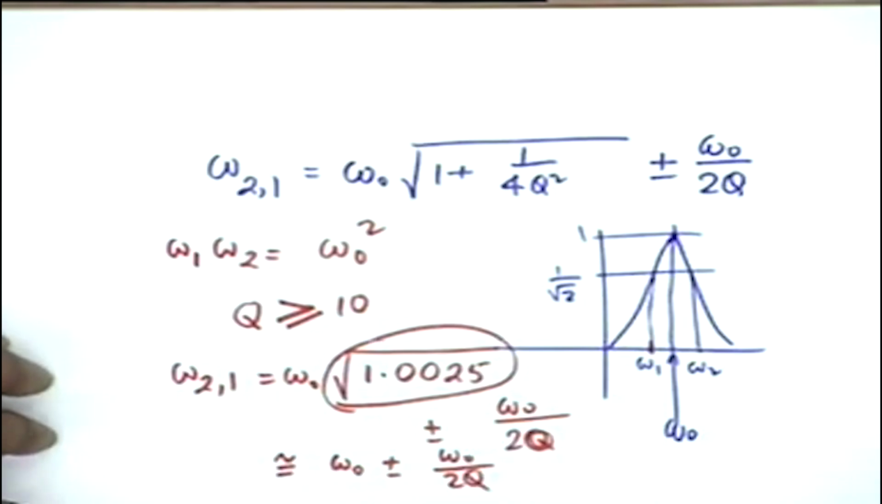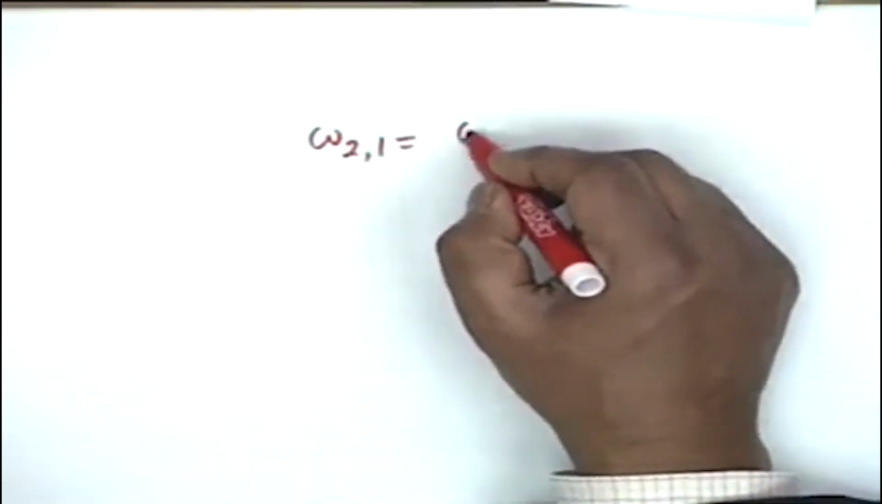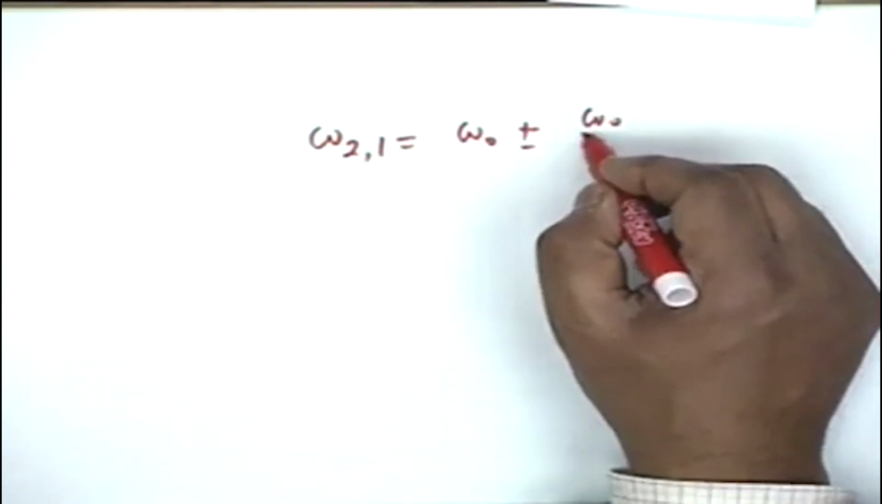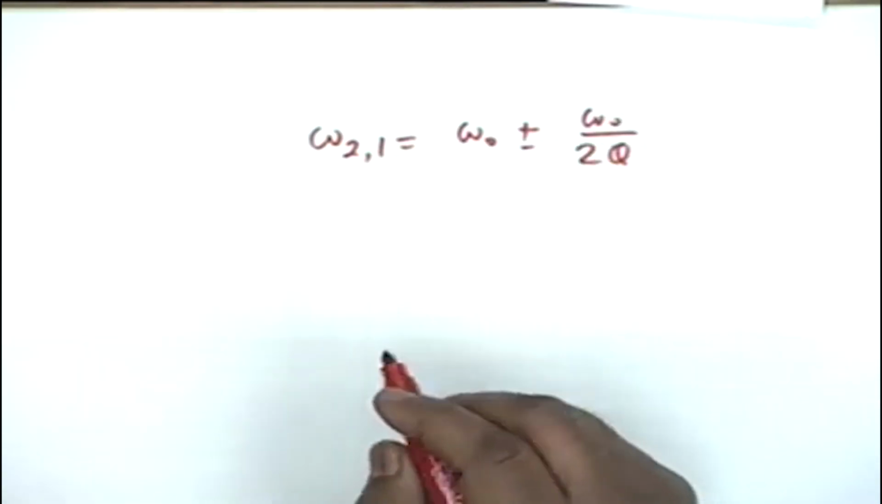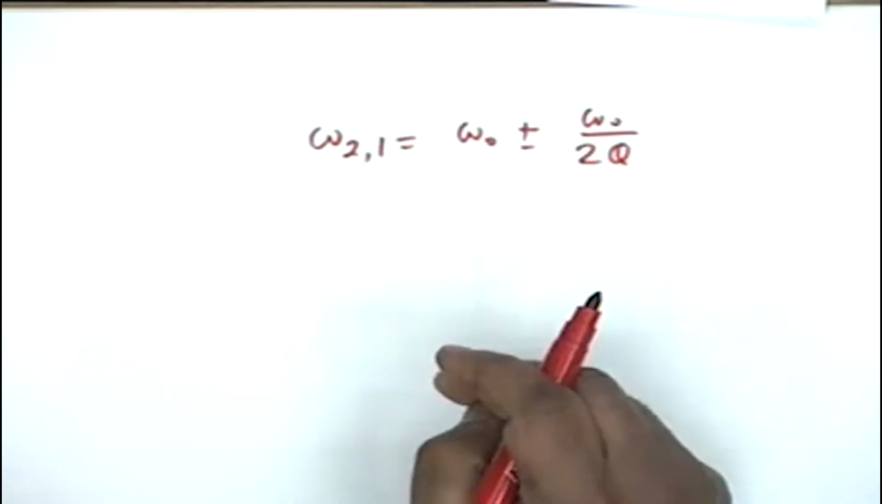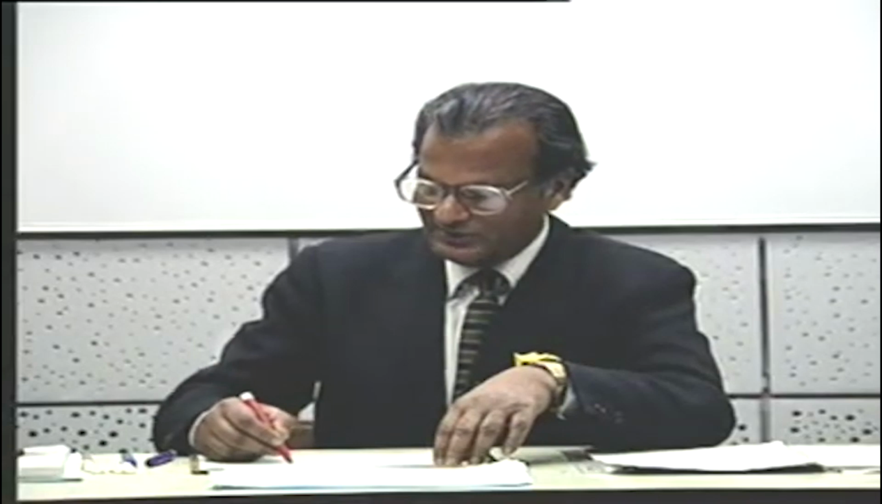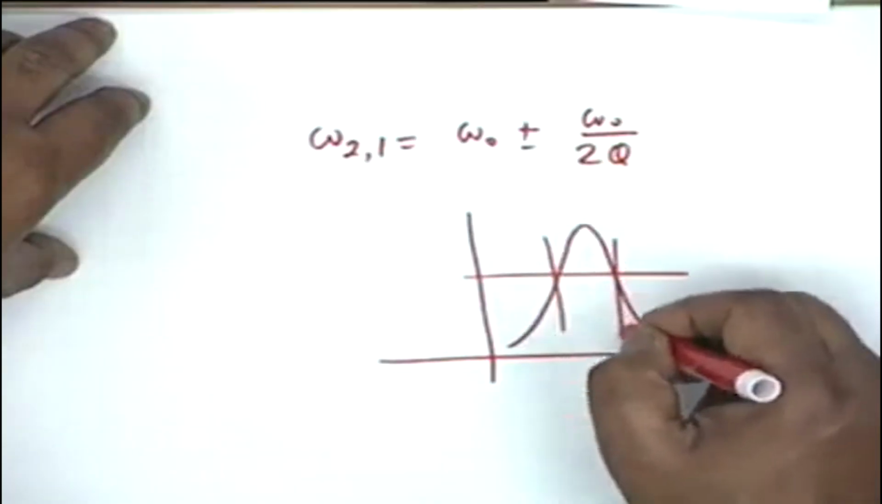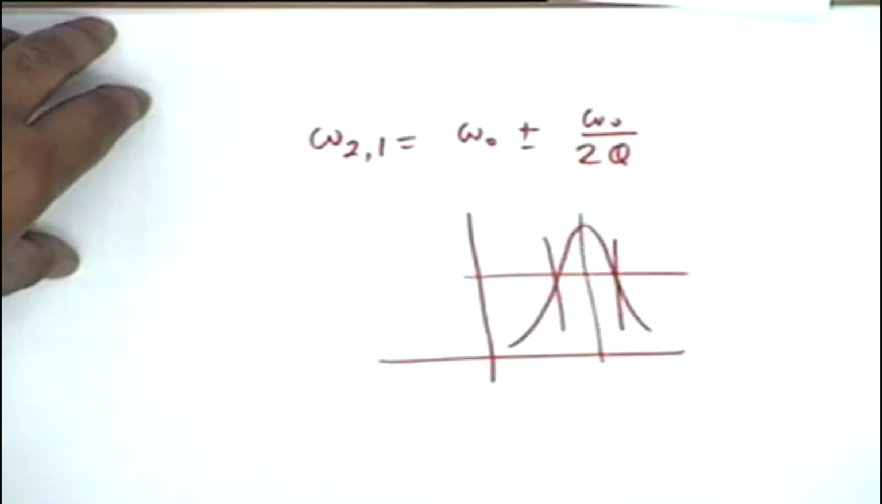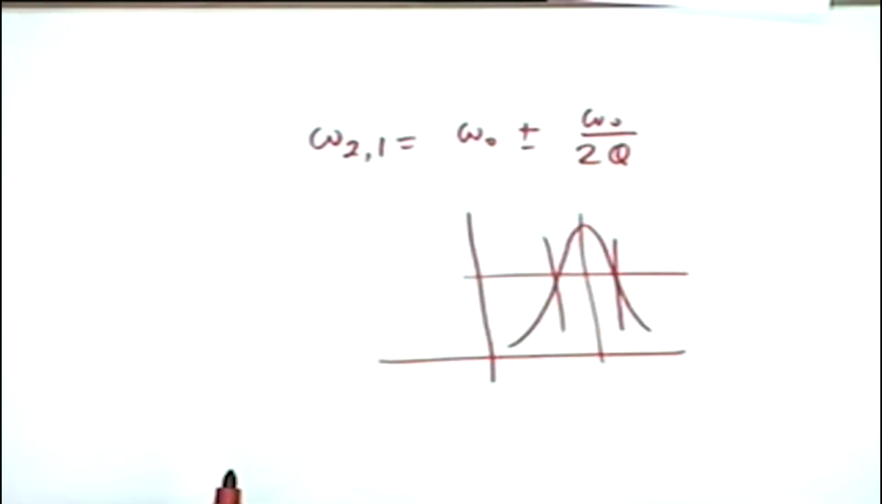What does this mean now? It means that omega 2 and omega 1 are arithmetically symmetrical. Isn't that right? Omega 2 and omega 1 are at equal distances. In general they have geometric symmetry, but if Q is large, then they have approximately arithmetic symmetry. Another way of saying this is that if in a high Q circuit you confine your attention to the region of band pass, then you can approximate it by arithmetic symmetry.